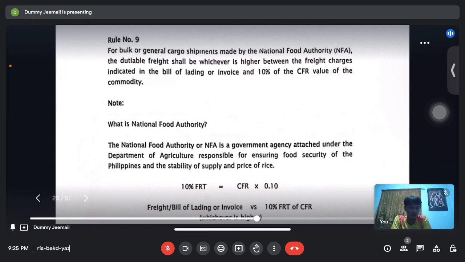Speaking of NFA, what comes to mind is rice right away, but it is not limited to rice only. It can also be nuts, peanuts, and others. What is the National Food Authority? The NFA is a government agency attached to the Department of Agriculture, responsible for ensuring food security of the Philippines and stability of supply and price of rice. As I said, it is not limited to rice.